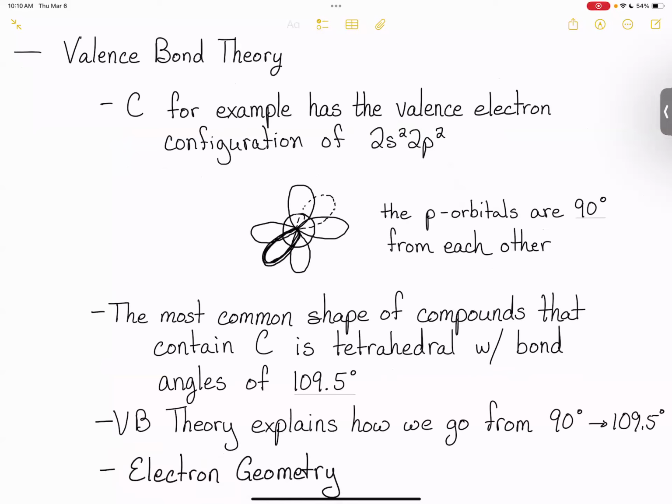Basically, folks, back when we were talking about electron configurations, if we looked at the valence shell for carbon and developed its electron configuration, it would have been 2s2, 2p2. So what I've drawn, or attempted to draw, is the 2s and the 3 2p orbitals. Now, if you think about those p orbitals, they point at 90 degrees.